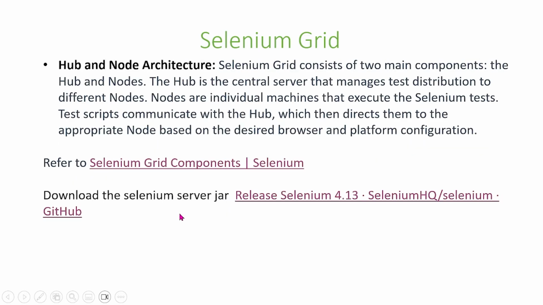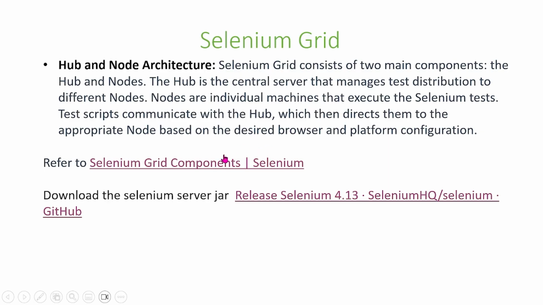And there's also this hub-node architecture in Selenium Grid. Selenium Grid consists of two main components: the hub and the nodes we mentioned. The hub is the central server that manages all the test distribution to the different nodes, and the nodes are the individual machines that execute the Selenium tests. The test scripts that we write directly communicate with the hub, which then directs them to appropriate nodes based on the browser and platform configurations we need.